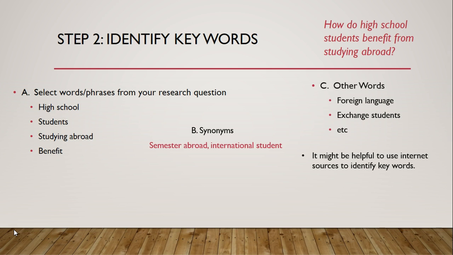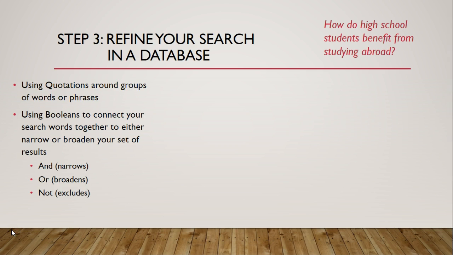Lastly, we might want to look for other words by going out onto the internet and looking at sources there. Notice we're not using these internet sources as our scholarly sources, but what we can do is gather other words that would help us when refining our search within a database. Some of these words could be foreign language, exchange students, just to name a couple. So now that we made a list of keywords, we're going to use those keywords to refine our search within a database.